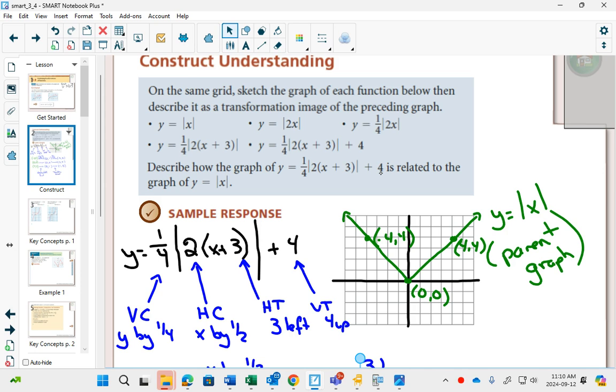So all you need to know is what your original parent graph looks like. In this case, it's the square root of x graph. Then notice the numbers that are changed. First of all, how do we know it's not a square root graph, but an absolute value graph? Well, we see the absolute value signs. What has changed? There's a number out in front, some numbers inside, and a number outside at the end. I labeled each of those and what they stood for.